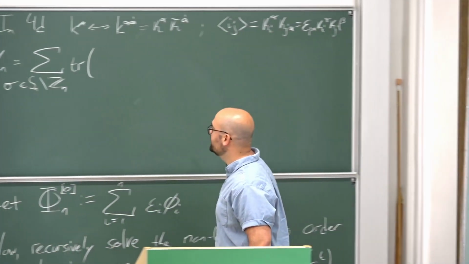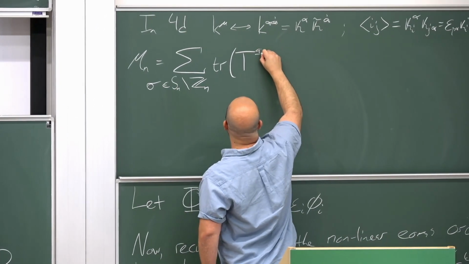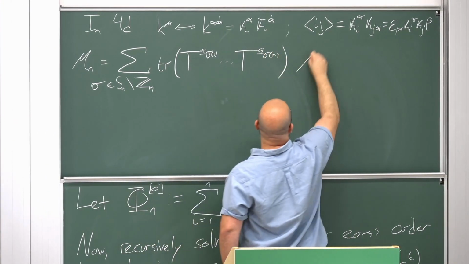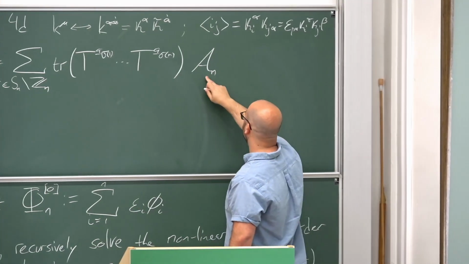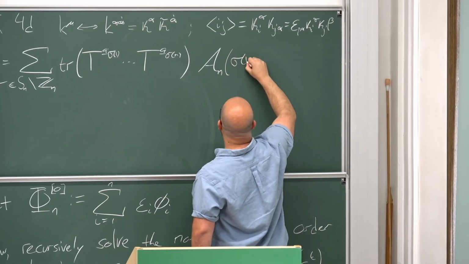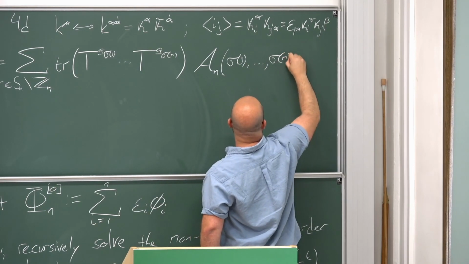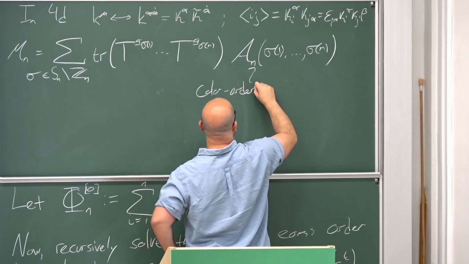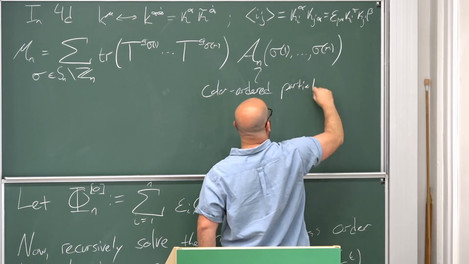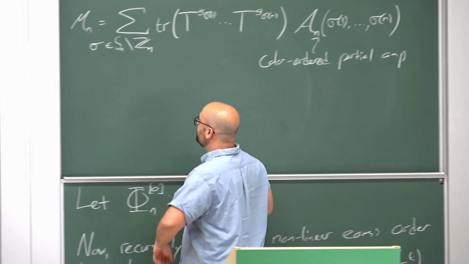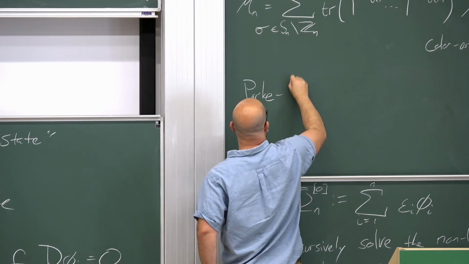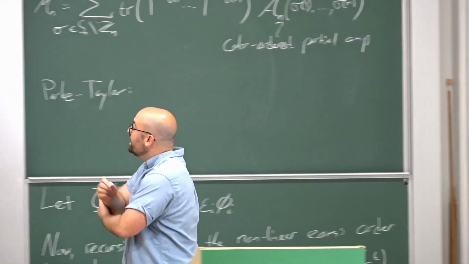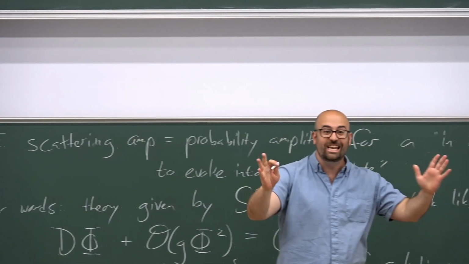so let's call our non-cyclic permutation little sigma, traces of generators of the Lie algebra of the gauge group, times something interesting, which is where all the kinematics or dynamics is lurking. This guy is called the color-ordered partial amplitude. And the Parke-Taylor formula is an expression for this color-ordered partial amplitude in this maximal helicity violating configuration for any n.